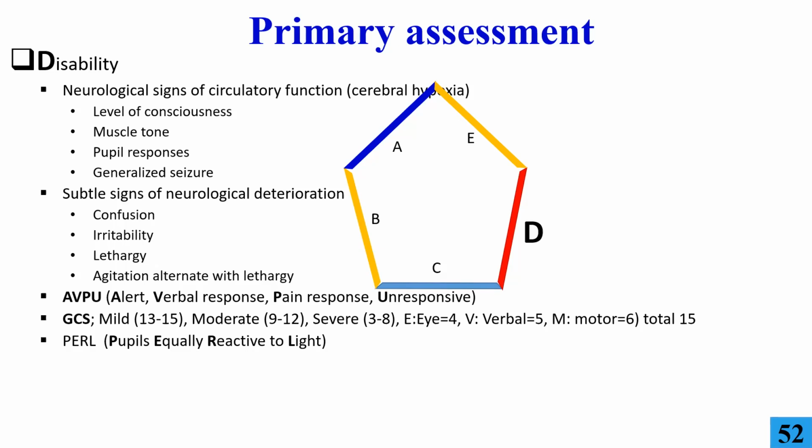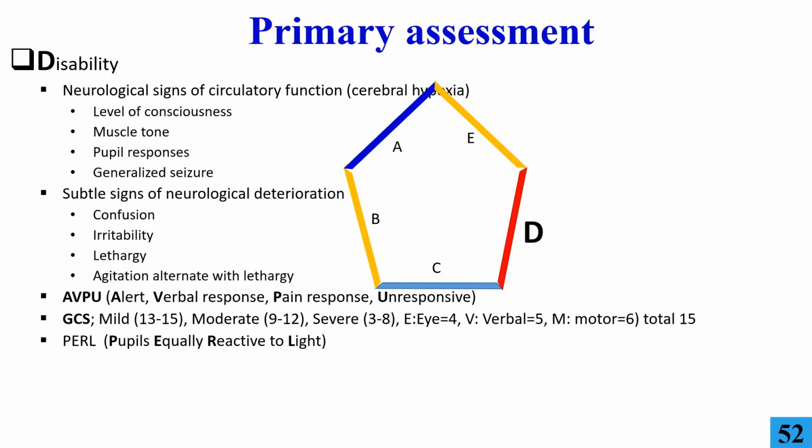So if you are somewhere between 13 to 15, you're probably conscious and alert. If you are moderate, you're probably confused. And if you are severe, you're probably unconscious. And the Glasgow is composed of 4 responses of the eye, 5 responses of the verbal, and 6 responses of the motor. So in total, it's 15.